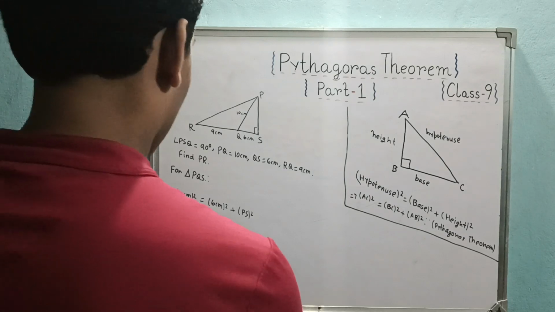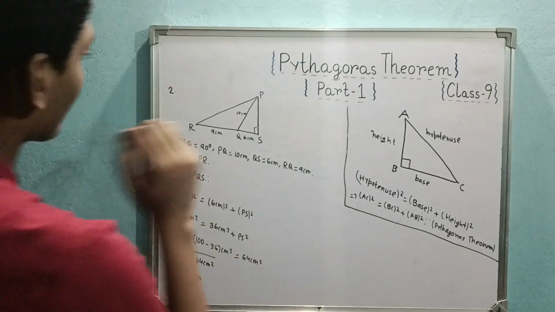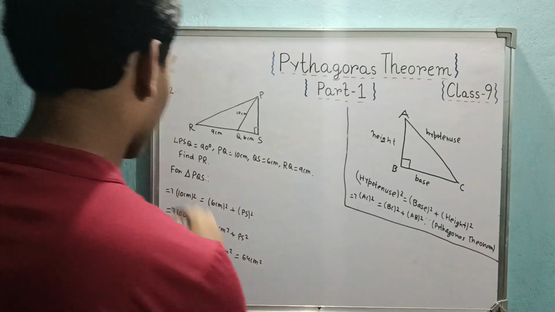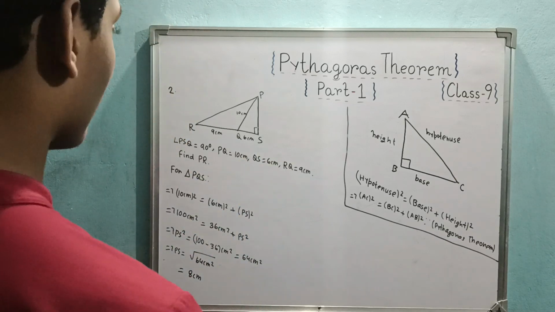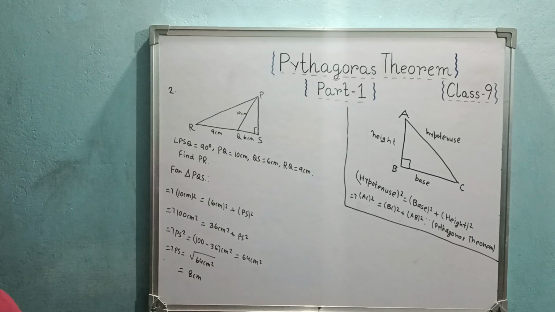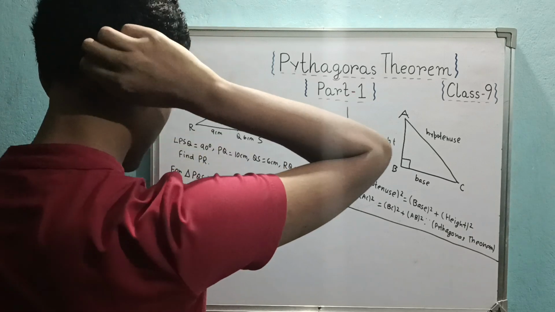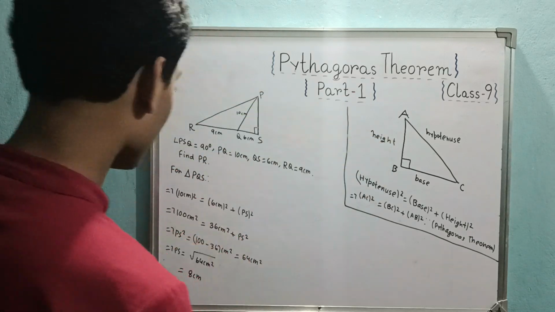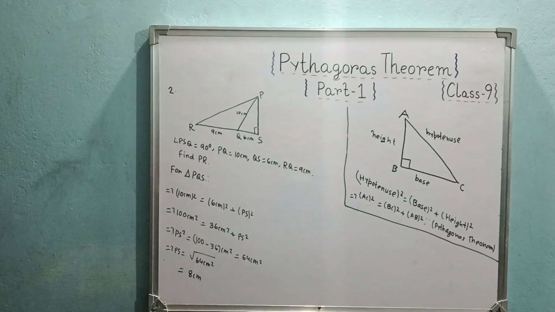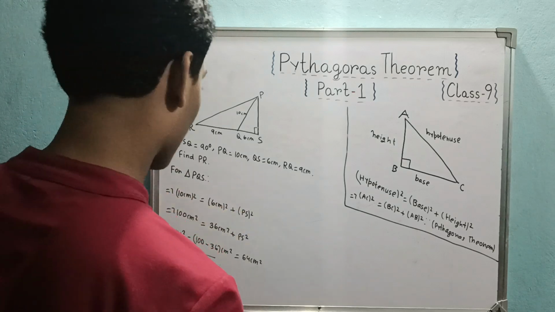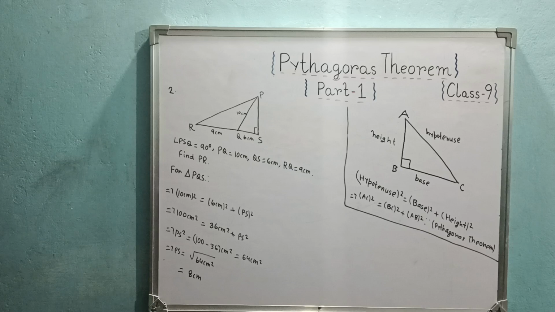Okay. So see, from triangle PQS, PQ the hypotenuse is there with us, QS the base is there with us. Using the Pythagoras theorem, we can find out the height. Just like that we did it from the equation: hypotenuse square equal to base square plus height square. Find out the unknown height PS.